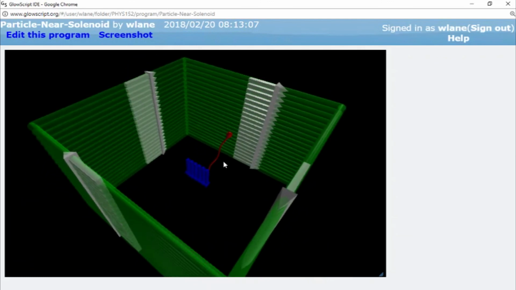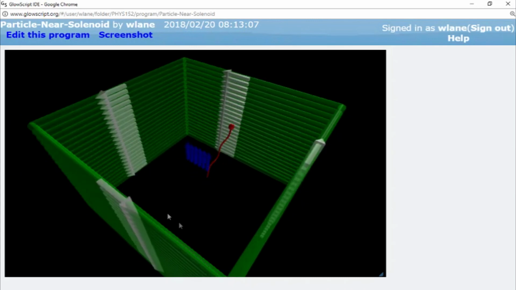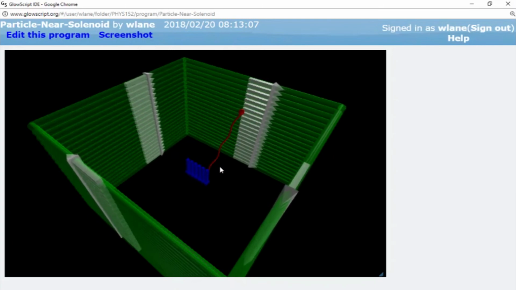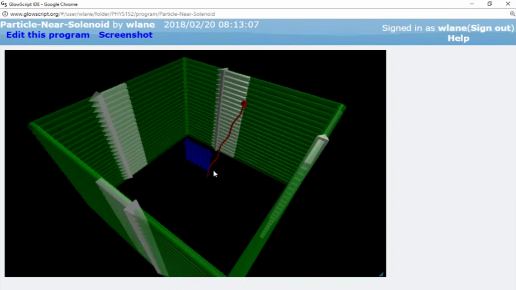This has been a fun project to work on. I would love to see what you come up with as far as different current distributions. If there's a way you can get the particle's trajectory to cross itself, that would be amazing to see.